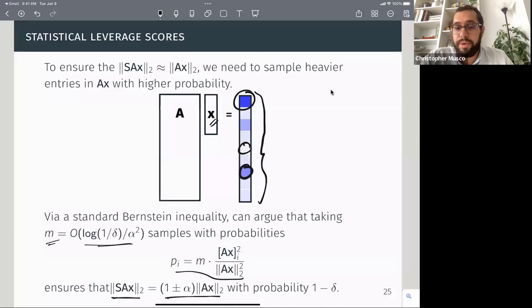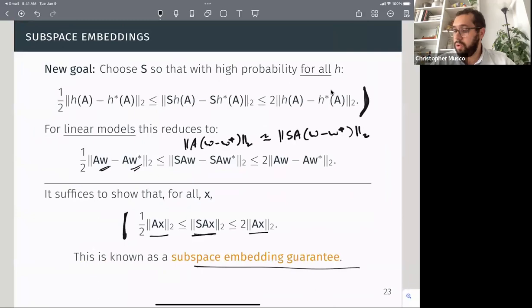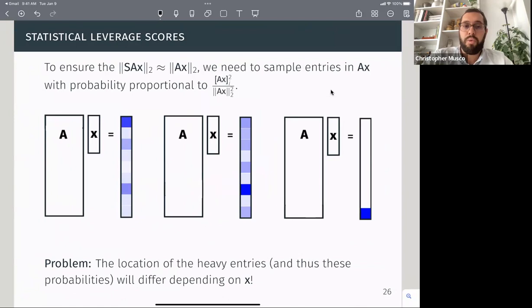I can't uniform sample. If I uniform sample, I could miss heavy entries, and then I'll get a very bad approximation because those dominate the 2 norm of AX. But as long as I sample with probability proportional to the squared value of the entry, I'm in good shape. Okay, so actually, for a single X, this problem is easy. The challenge is getting it to hold for all X simultaneously. But leverage score sampling does this in a very natural way. So in particular, we say look at different choices for X.